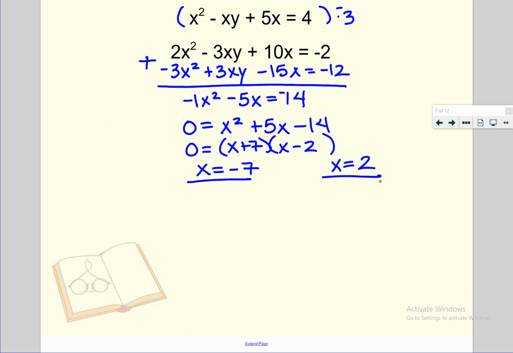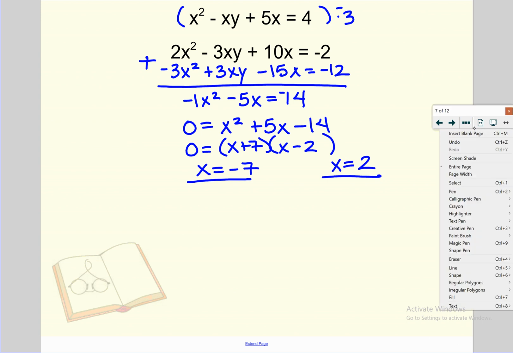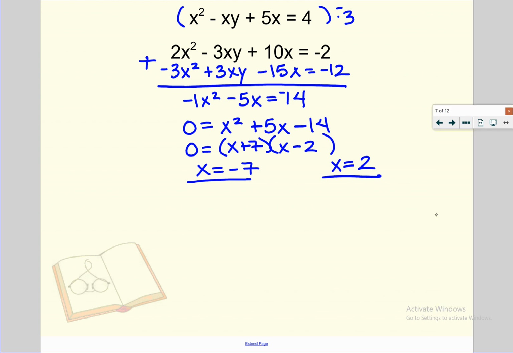All right. Once I have those, I can plug them back into either original equation to get the y's that go with it. I'm going to use the top equation just because it looks less nasty, but either one works, okay? So I'm going to plug x into the top equation. That's going to look like negative 7 squared minus negative 7y plus 5 times negative 7 equals 4.